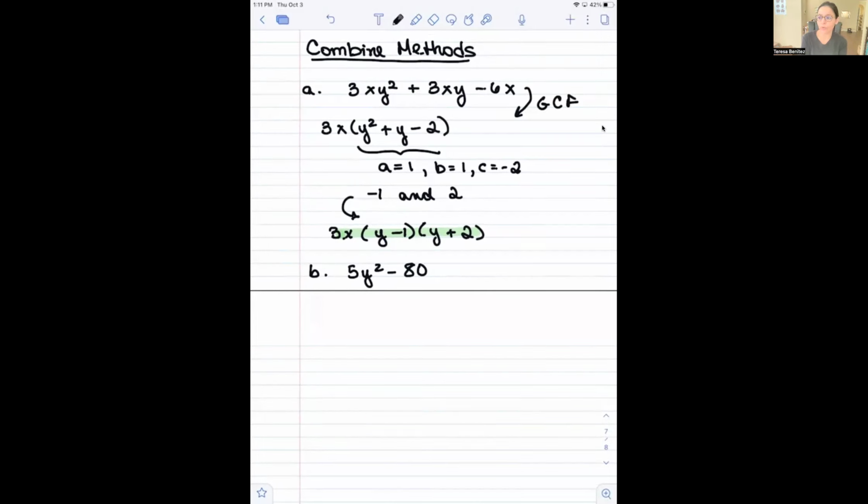So we're looking for two numbers that add up to b and that multiply to c. Two numbers that satisfy those rules are -1 and 2. And therefore, when we factor, we have y minus 1 times y plus 2, which is what is highlighted. And we multiply that by 3x because we had 3x as the greatest common factor initially.